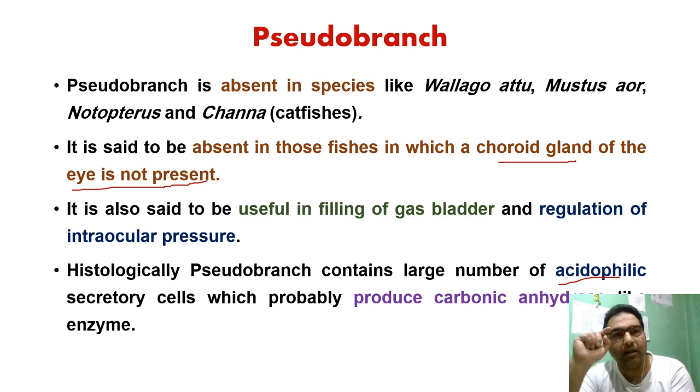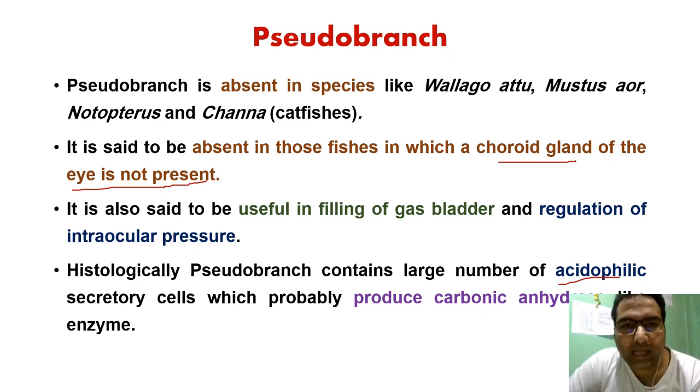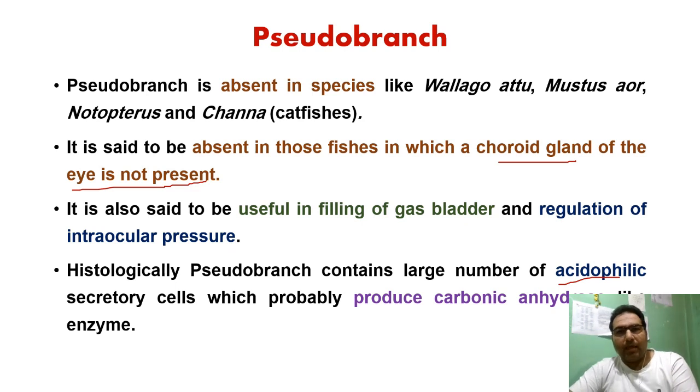So in order to maintain the oxygen concentration in the blood going toward the brain and the eye, the oxygen concentration is maintained with the help of the pseudobranch. So this is the important point to note.